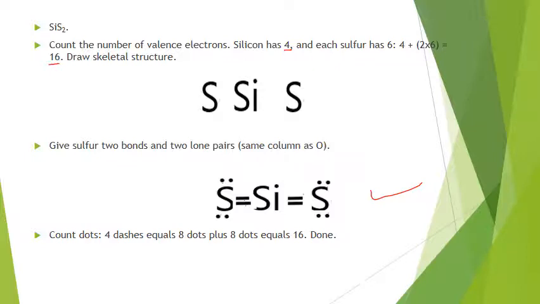The silicon has just 2 attachments, so it's linear. All linear molecules have sp hybrids. And this is a nonpolar molecule because the silicon has the same things attached. It just has sulfurs.